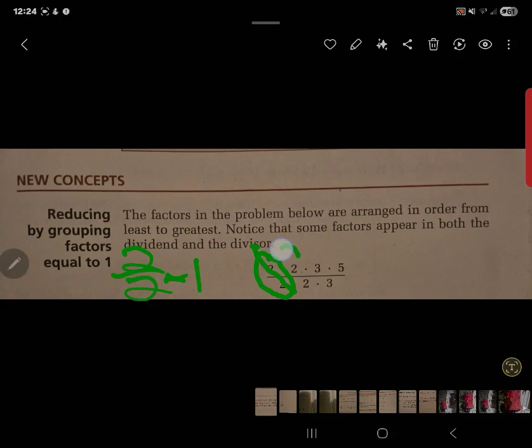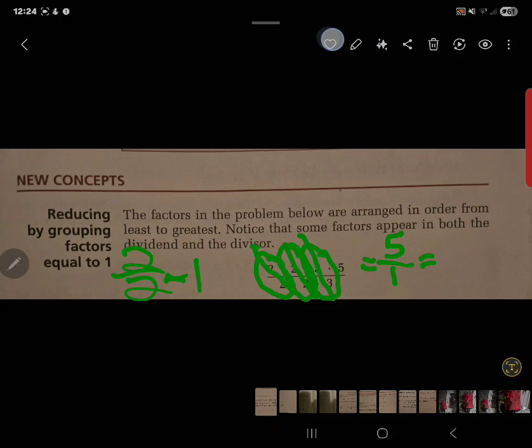Isn't also 2 divided by 2 equal to 1? So we can cross that one out. And isn't 3 divided by 3 equal to 1? So we can cross that out. So what are we left with? We're just left with 5 over, well, nothing. If we have a whole number that doesn't have a denominator, what is always our denominator? It's 1. So our final answer is 5.